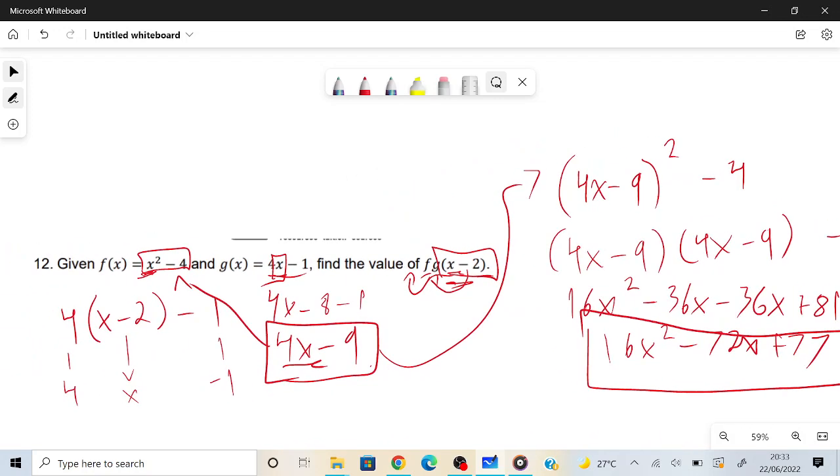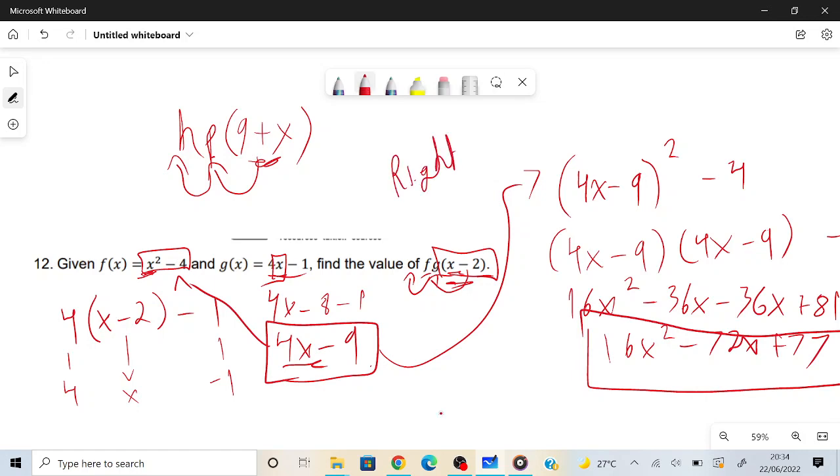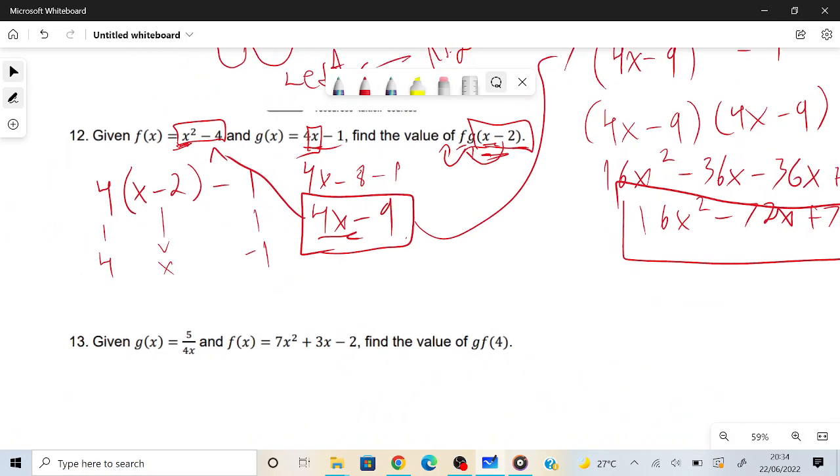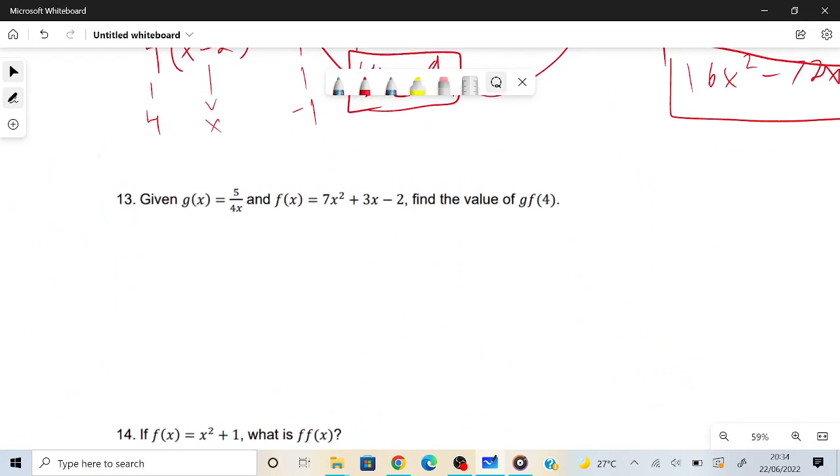If, for example, I had something like h of p into 9 plus x, I would have put in this 9 plus x into my p first, and then whatever is my resultant answer, I'll put that into my h. So you go from right to left when you're dealing with functions. Let's quickly move on to the next example.